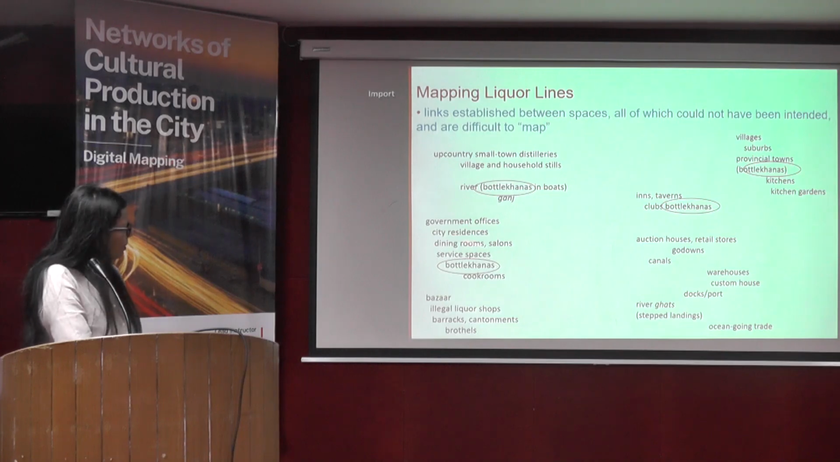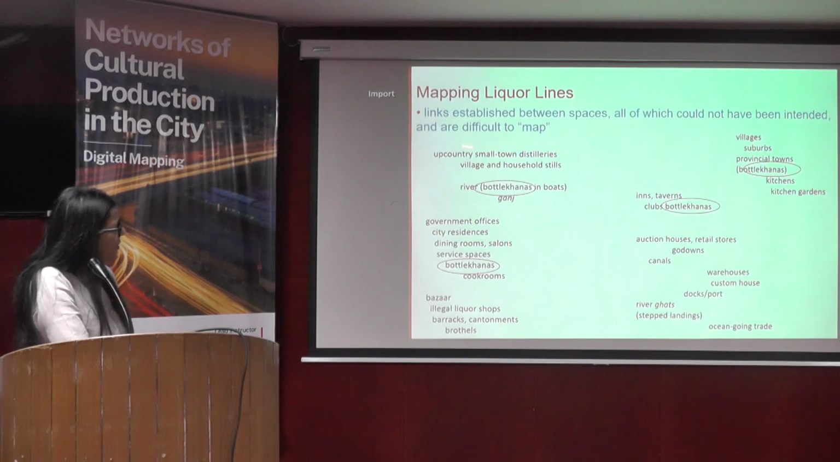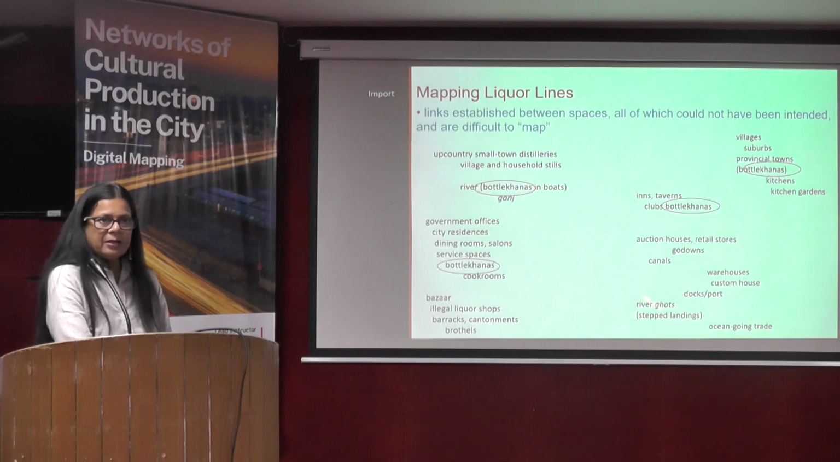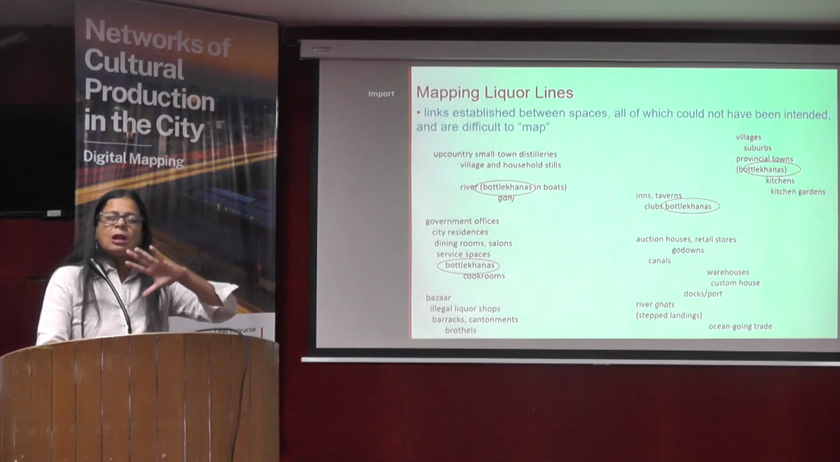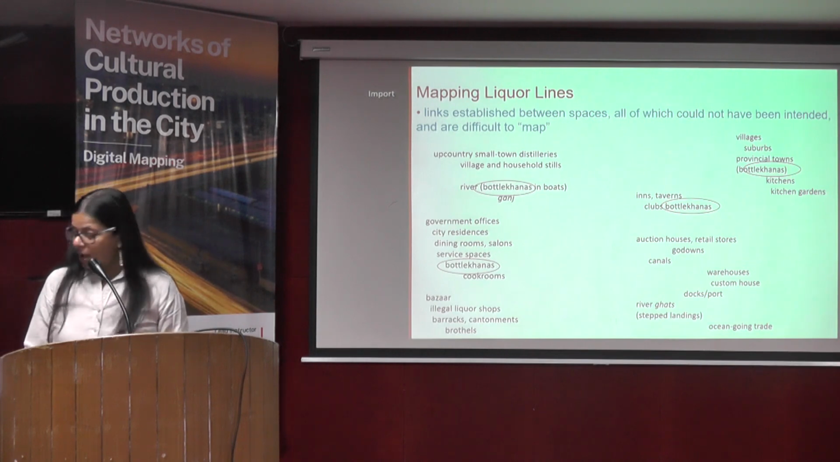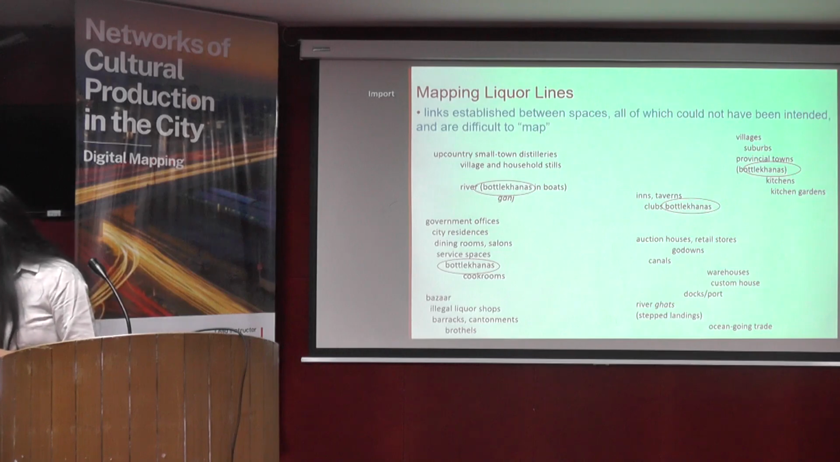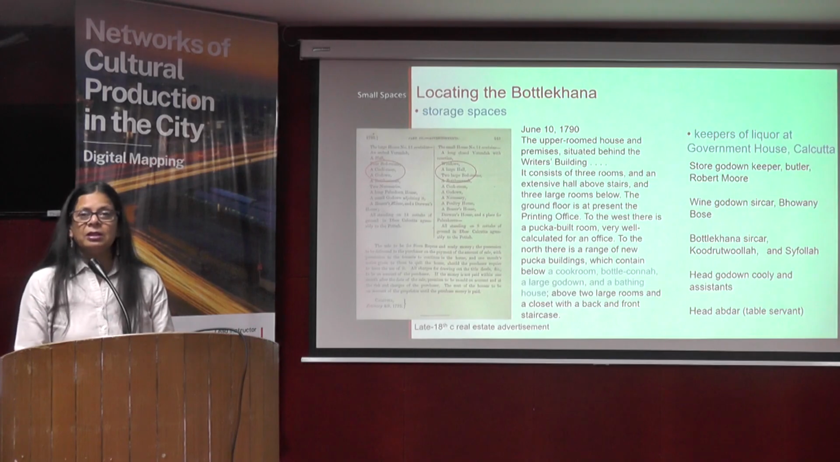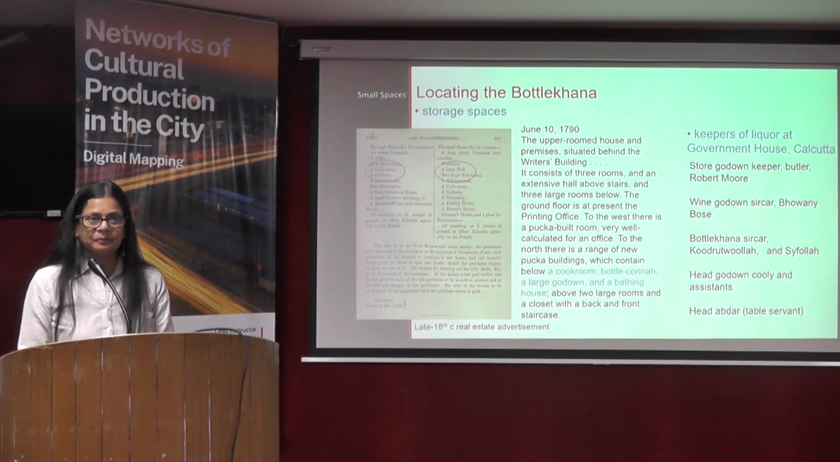And I didn't know what this was, so they appear in all kinds of places. So I was trying to understand the relation between what I can relate upcountry small town distilleries with the river ghats and ocean-going trade. So I'm literally saying, what are all the spaces I can think about? Well, I recognized why the colonial authorities found it so difficult to map.